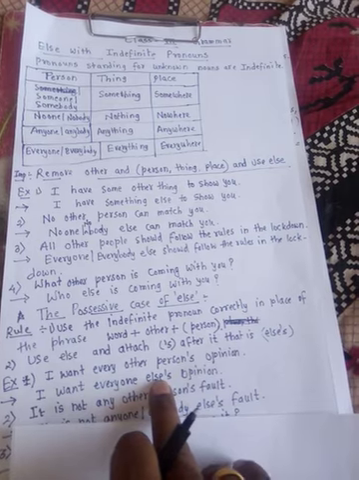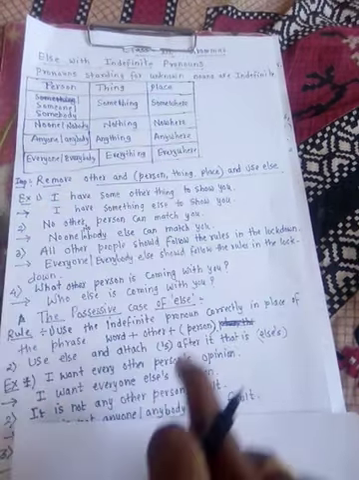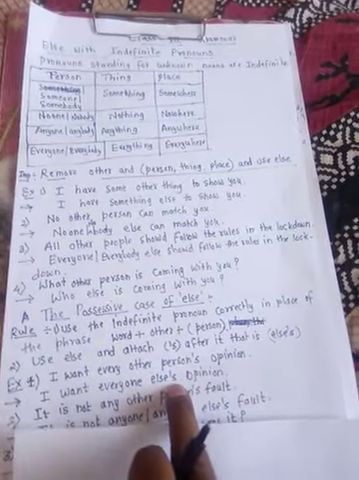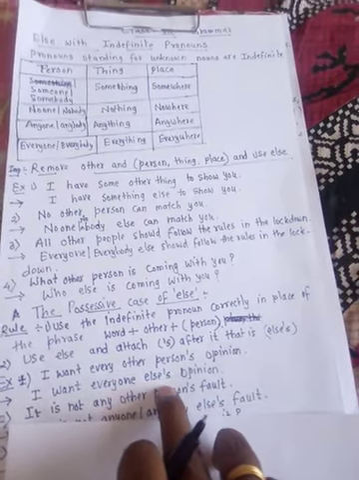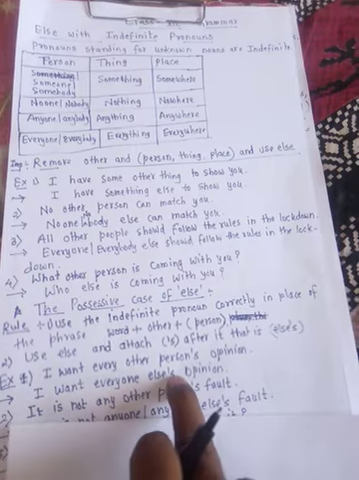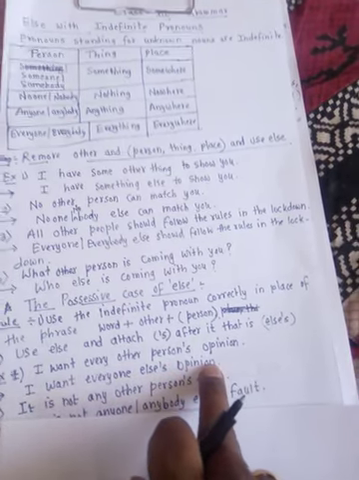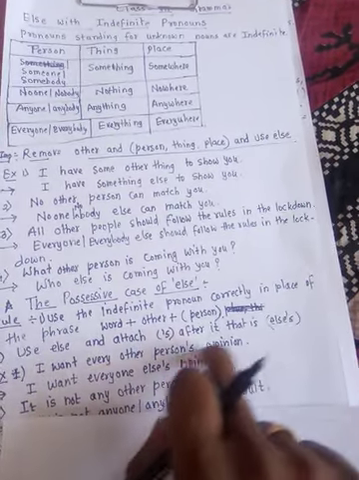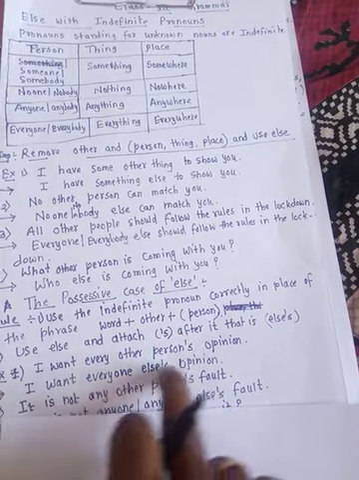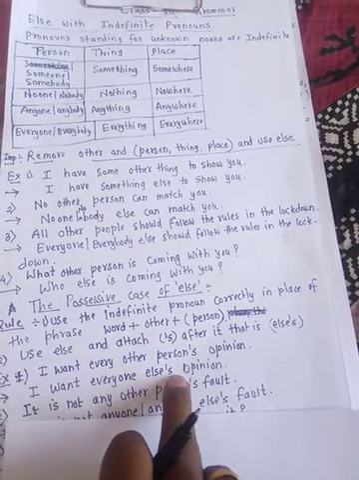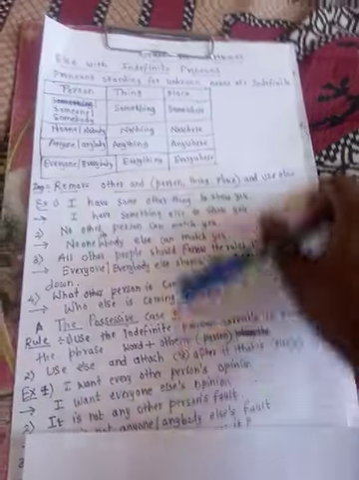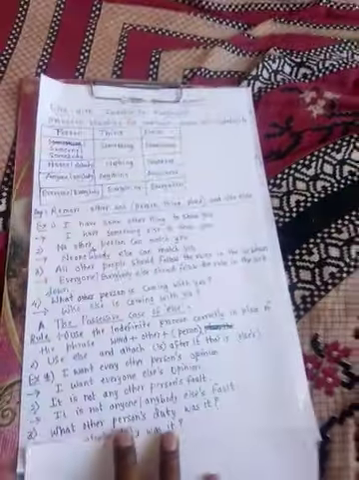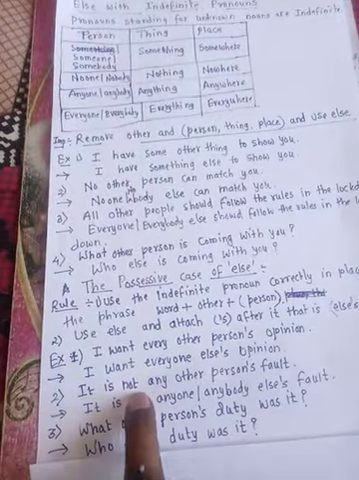After that, as per the rules in the first exercise, else is taken. Only change here is you have to attach apostrophe with else. So it becomes I want everyone else's opinion. So in place of every other person, everyone and else is taken, an apostrophe is attached, apostrophe s is attached to else. Second, it is not any other person's fault.